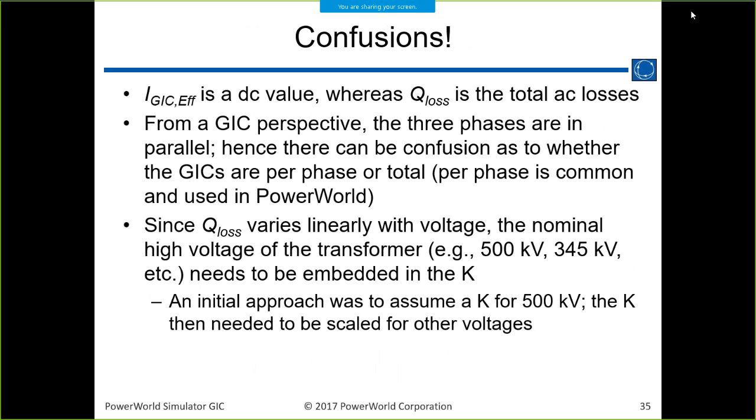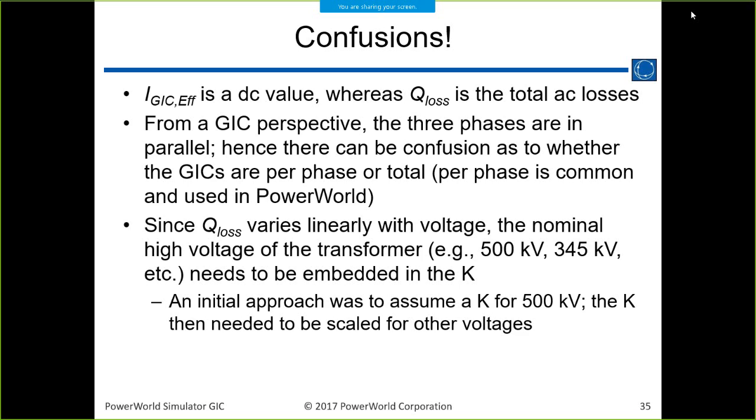It can get confusing as you talk about GICs. One of the issues is, when I say a GIC in a transformer is 100 amps, am I saying 100 amps per phase or 100 amps total? There are three phases and they're in parallel. The way the industry seems to have standardized is on a per phase value, and that's what's used in PowerWorld. So when we say 100 amps, we're talking 100 amps per phase. That's what we do with the AC current anyways, per phase. Well, right. But it's confusing because when you look at the neutral, there's only one neutral.